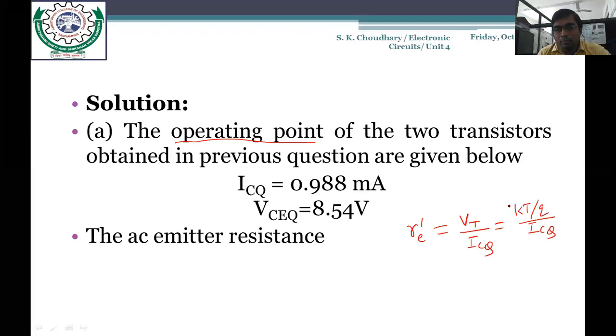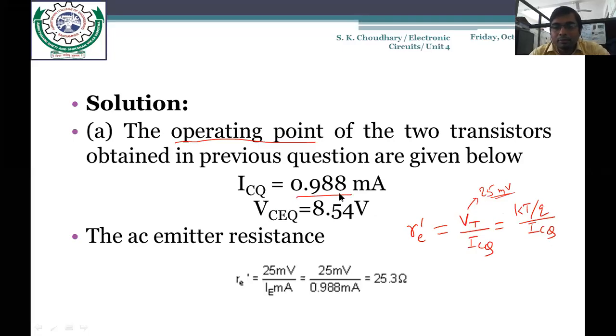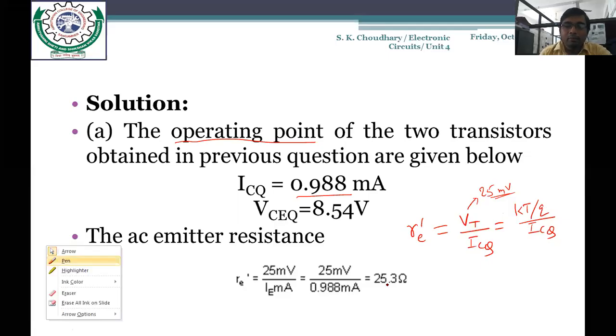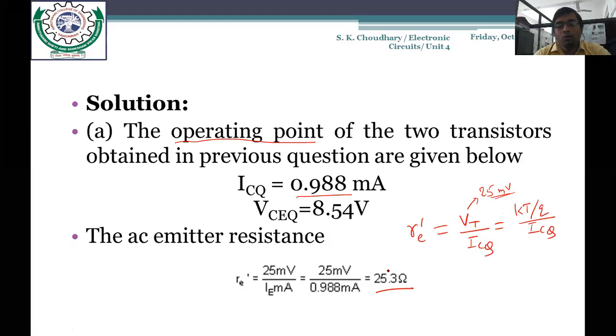When you substitute all the variables, these are the standard values, and we are talking about room temperature, 25 degree centigrade. For this, you find VT comes as 25.8 millivolt, or for the integer side we consider 25 millivolt or 26 millivolt, and IC is already given as 0.98 milliampere. Substitute these two values, and you get the AC emitter resistance, which came out as 25.3 ohm.